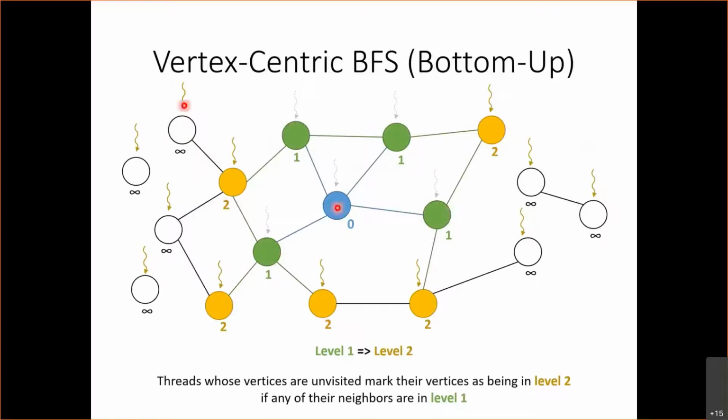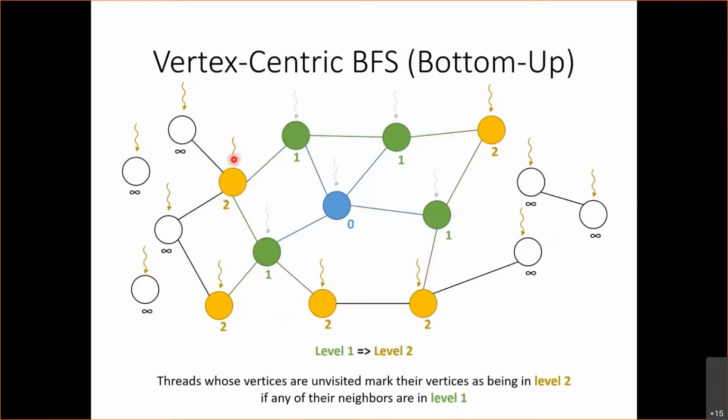I'm going to assign threads to all the vertices, but the threads that will work are the threads assigned to vertices that have not been visited yet. What these threads will do is go through their neighbors and find if any of their neighbors are in the previous level. And if they are, they will add the vertex to the next level. So here, this thread will find that one of its neighbors is in the previous level. And when it does that, it adds the vertex it is responsible for to the current level.